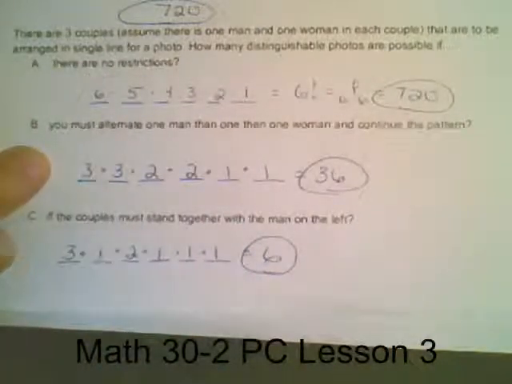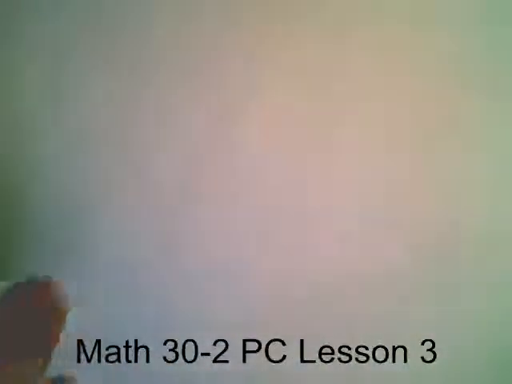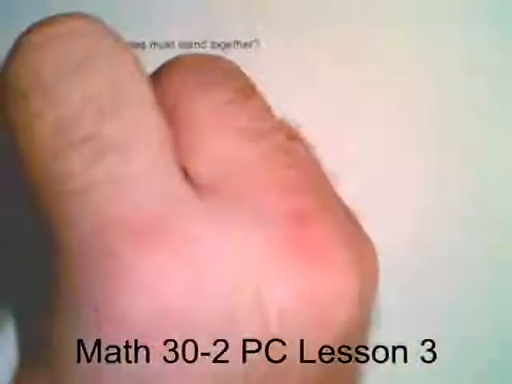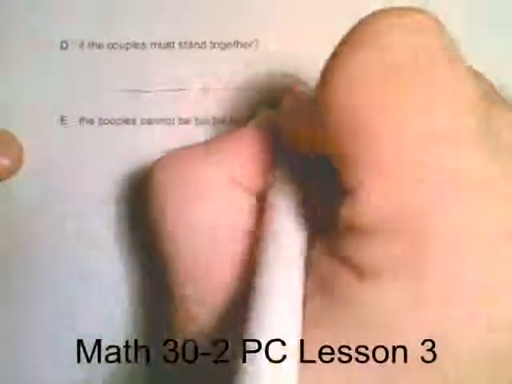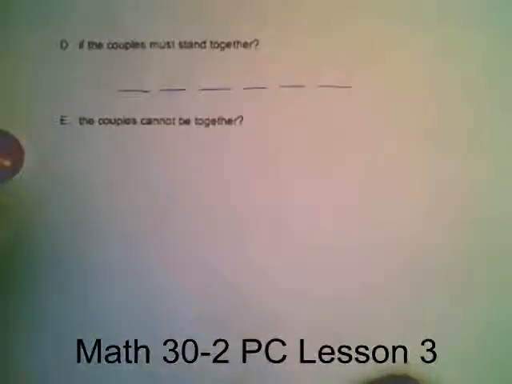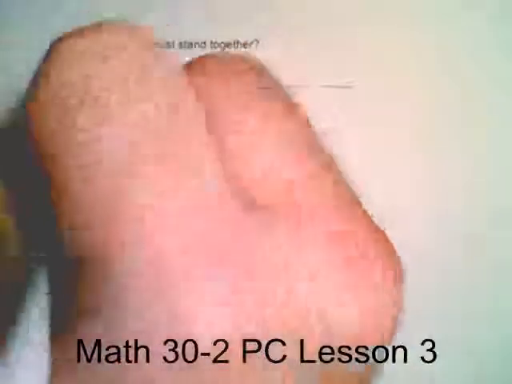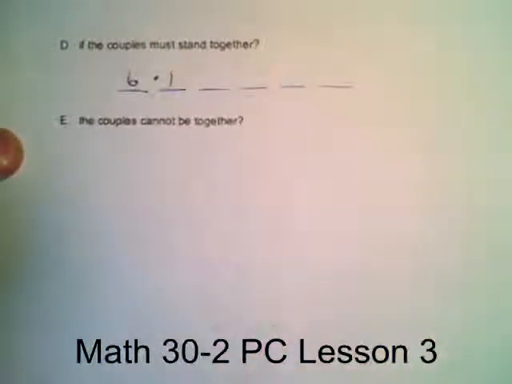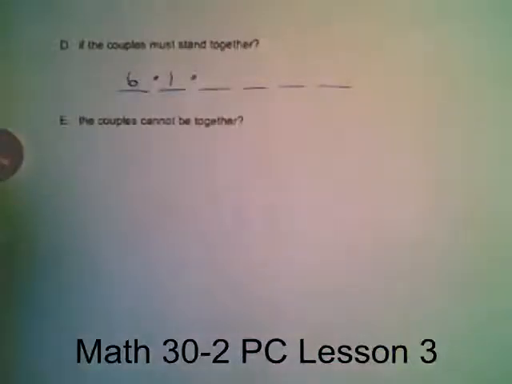If the couples must stand together with the man on the left. So once again, 6 blanks. There are 3 choices for that first man. But once that's done, it has to be the woman that matches up. So there's 1 choice there. Then I get another man. There's 2, but there's 1 woman that matches up with that person. And then 1 choice there, and there's 1 woman that matches up with them. And in this case, it's 3 times 1 times 2 times 1 times 1 times 1, which is 6. There are 6 arrangements if the men have to be on the left.